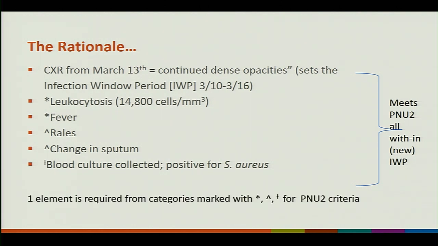Note that only one of the elements marked with an asterisk and the caret are required to meet pneumo 2, and that's because we also have laboratory supporting evidence. So instead of requiring 1 and 2, we only require 1 and 1 plus the lab result.